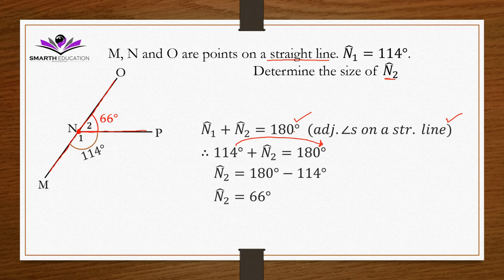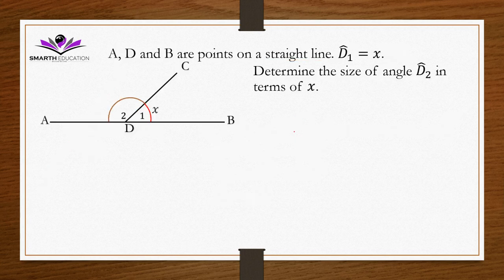Okay. So now in Euclidean geometry, you may be asked to find the numerical values of angles. And also sometimes you may be asked to find the size of angles in terms of variables, like the next question I'm going to give you. It says here, A, D, and B are points on a straight line, and D1 is equal to x. Determine the size of D2 in terms of x. Okay, can you try to do this one?